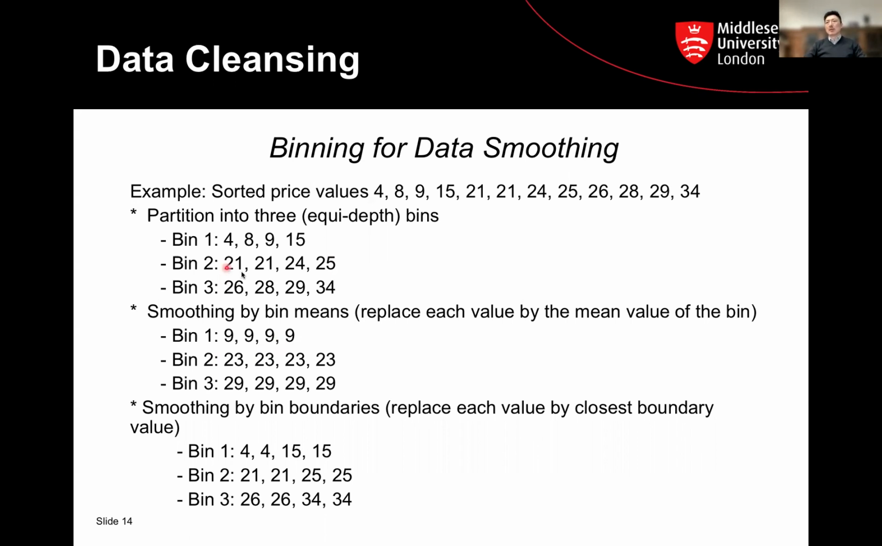And then for the second one, you can just take the average of these 4 numbers, and then you replace all the numbers with that. Or really, you just associate the bin with one measurement, which is 23, and same for the third one, which is 29.